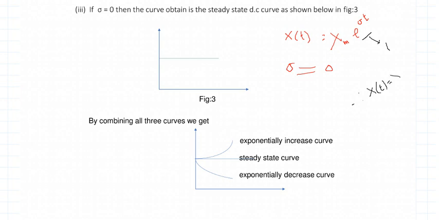And what is x of m? X of m is a certain magnitude. If I say the magnitude of x of m is 5, now this is 1. When I put sigma as 0, this term is 1. So if this term is 1, what is left in x of t? X of t is equal to x of m, as shown here.